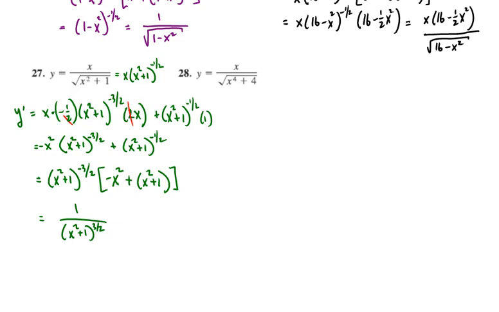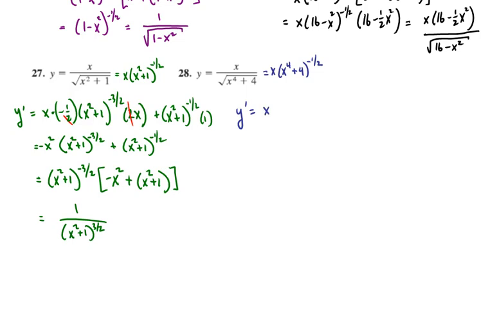So it simplifies pretty well. You just have to really be careful with all the details in the arithmetic and the algebra there. And we'll go on to problem 28. Well, 28 similarly can be rewritten as x times x to the 4th plus 4 raised to the negative 1/2 power. And so the derivative will be y prime, and it's the first times the derivative of the second, same type of situation as in problem 27.